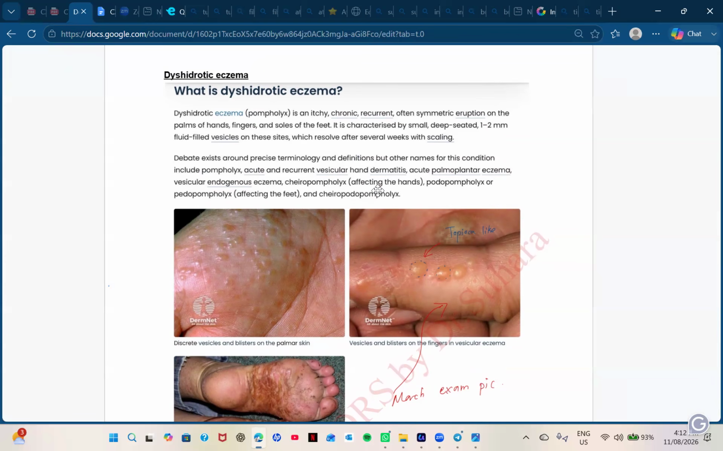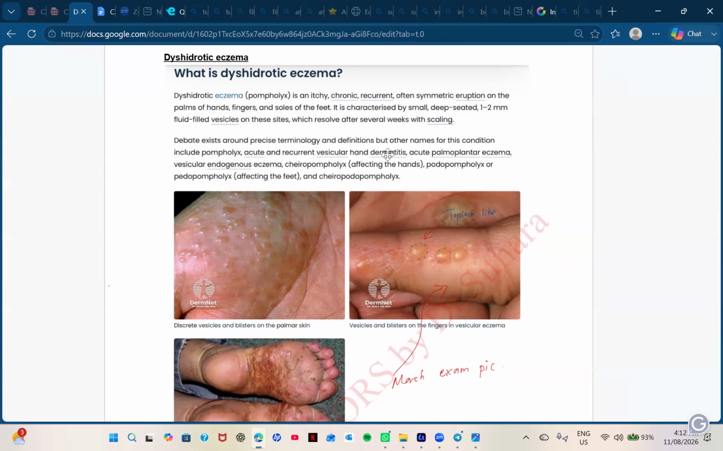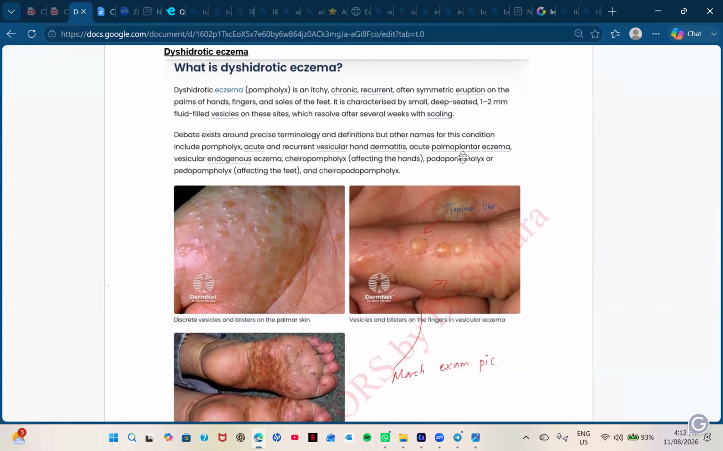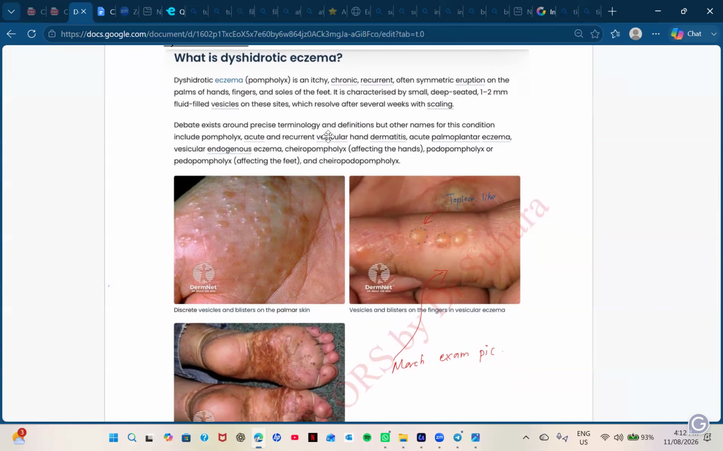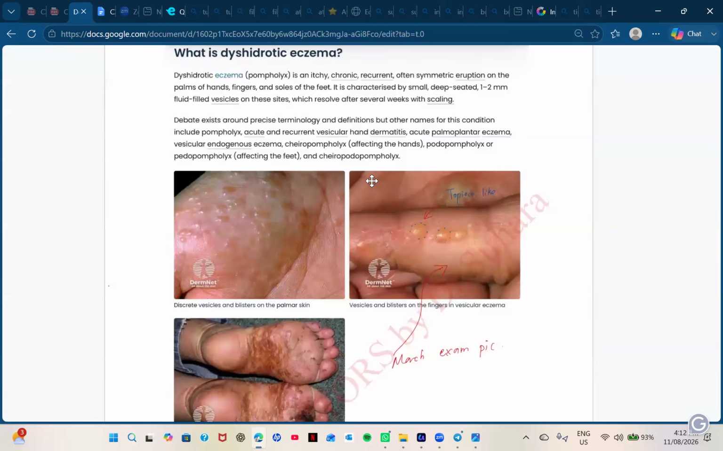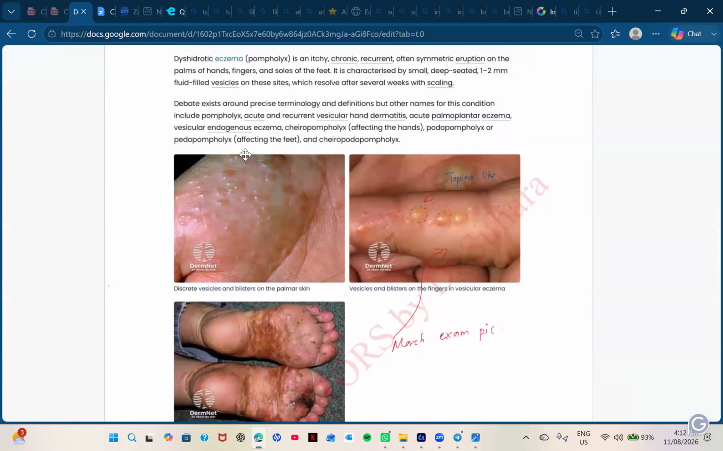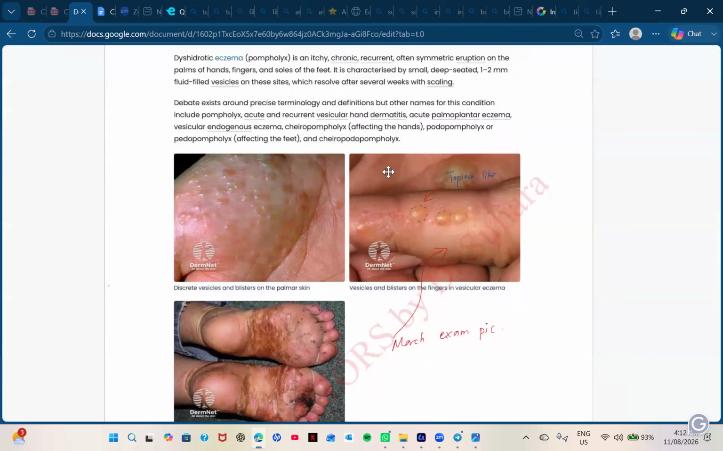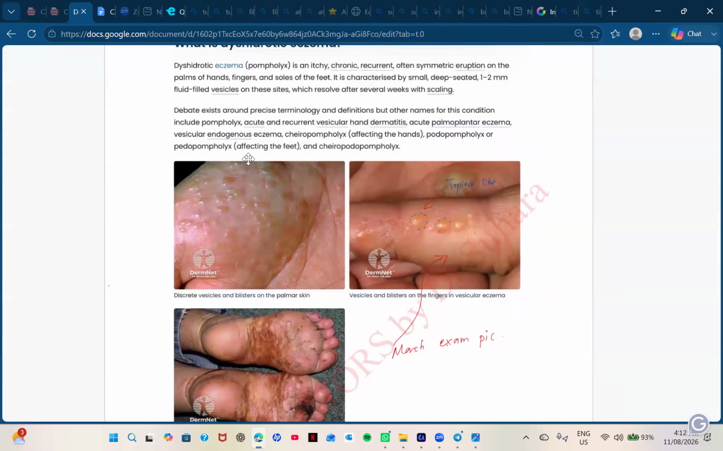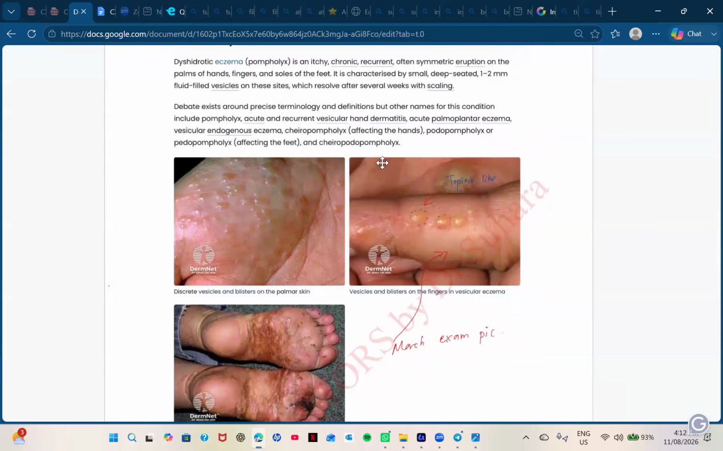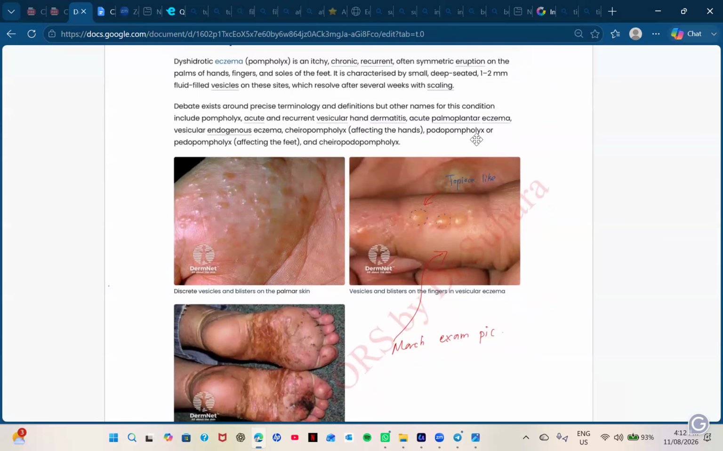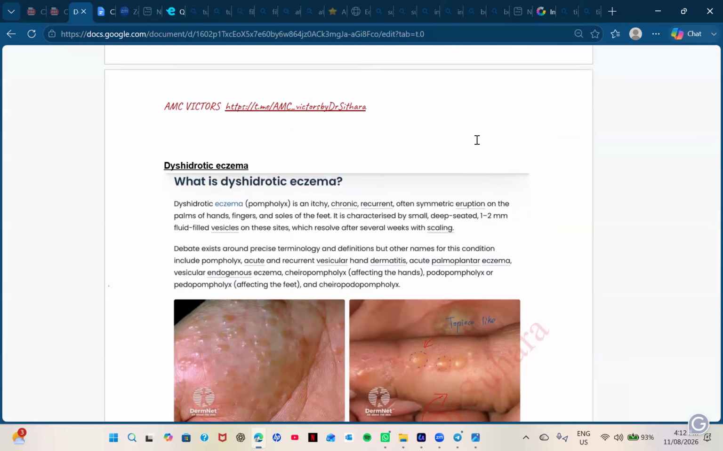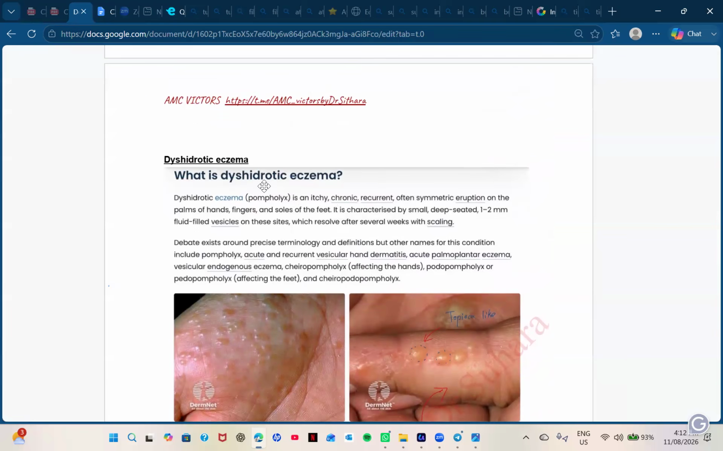It's an itchy, chronic, recurrent, often symmetrical eruption of the palms of the hand, the fingers, and soles of the feet, characterized by small, deep-seated 1 to 2 mm fluid-filled vesicles on these sites, which resolve after several weeks of scaling. Debates exist around the precise terminology and definition, but the names of the condition include pompholyx, acute and recurrent vesicular hand dermatitis, acute palmoplantar eczema, vesicular. Okay, just remember these two names: dyshidrotic eczema and pompholyx.